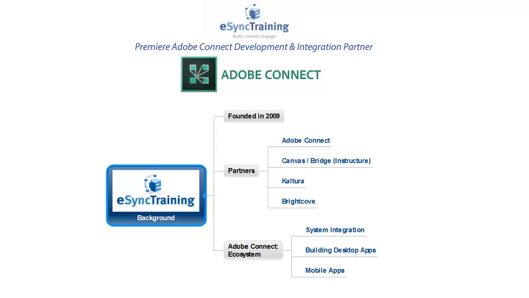Just a couple quick notes about eSyncTraining. We were founded in 2009. We're an Adobe Connect partner. We're also a Canvas and Bridge Strategic Alliance partner, Kaltura, Brightcove, and we focus on three key areas in the Adobe Connect ecosystem. Integrating systems with Adobe Connect, which you're going to see here in just a few moments. We build custom applications or pods for Adobe Connect so you can extend powerfully what's possible in the synchronous space, as well as being able to make these apps available on mobile devices for Adobe Connect.